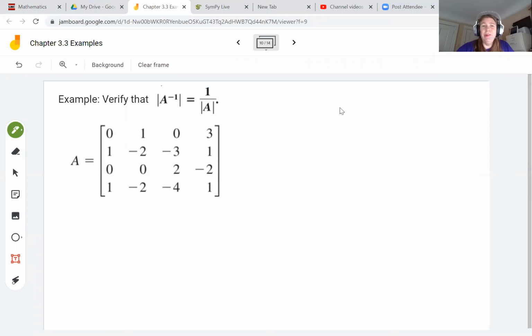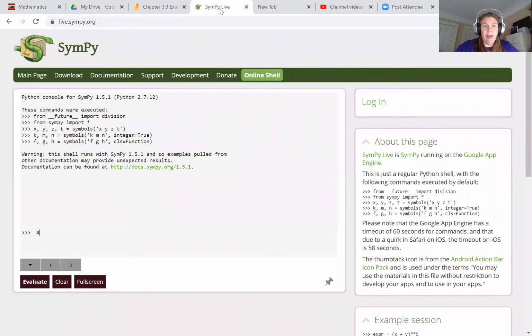Let's work this example. We are going to verify that the determinant of A inverse equals the multiplicative inverse of the determinant of A, or 1 over the determinant of A. So here's matrix A, and I'm going to head over to SymPy and do these calculations to verify. So I have to enter matrix A. The first row of A is 0, 1, 0, 3. Then we've got 1, negative 2, negative 3, 1. Then we've got 0, 0, 2, and negative 2.